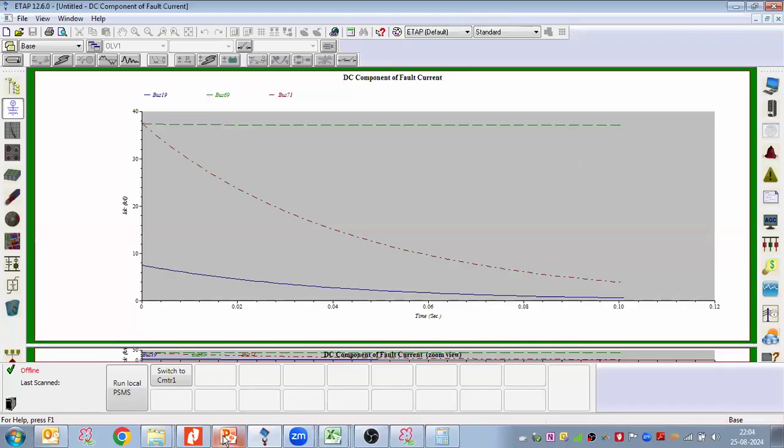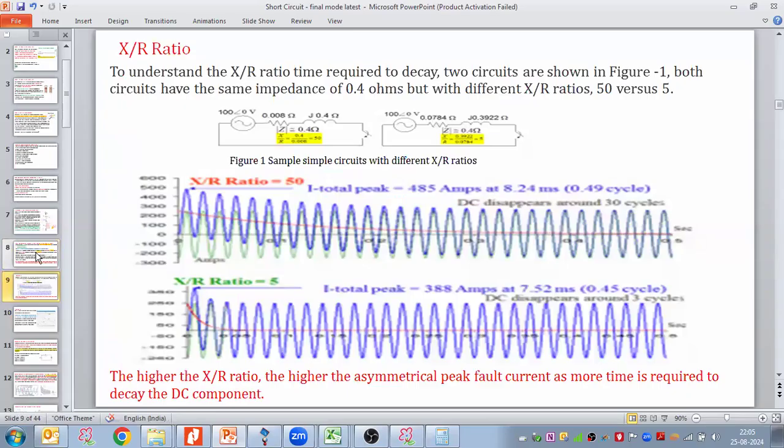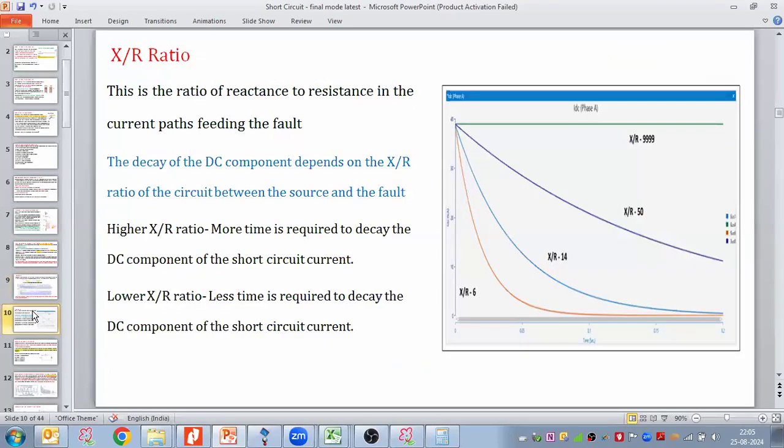Am I making sense? X by R 999, 50, 14, 6. The higher the X by R, the more time is required to decay the DC component. The lower the X by R, 6, the less time is required to decay the DC component. Right? Am I making sense? Is it fine?